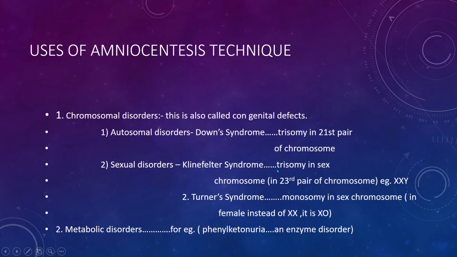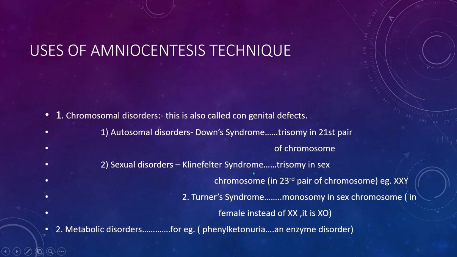Among sexual disorders, one is trisomy in the sex chromosome, which is called Klinefelter syndrome. What happens? The 23rd pair of chromosomes, the sex chromosomes, consists of one X from the mother's side and one Y from the father's side, or one X from the mother's side and one X from the father's side. Instead of that, if the arrangement is XXY, then it is called a trisomy arrangement, and the syndrome generated due to this is called Klinefelter syndrome.